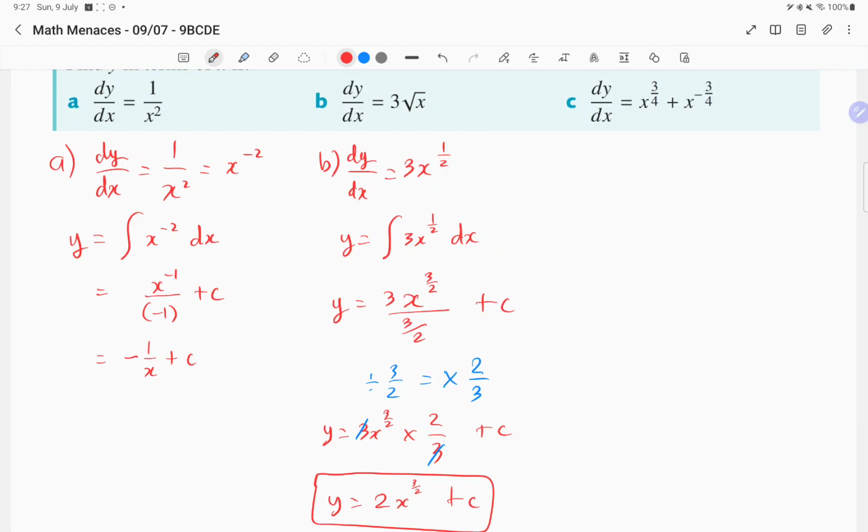Will the fraction ever have to be simplified, or? You have to simplify, yes. Yeah, that's a standard procedure.